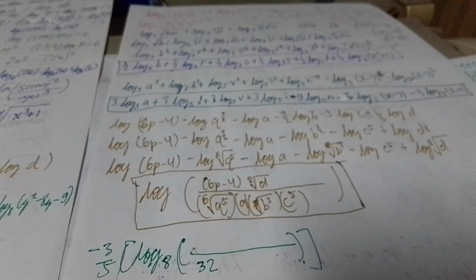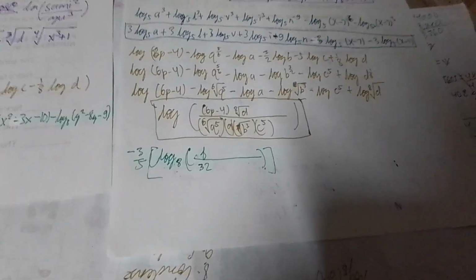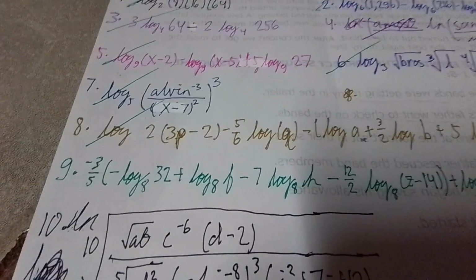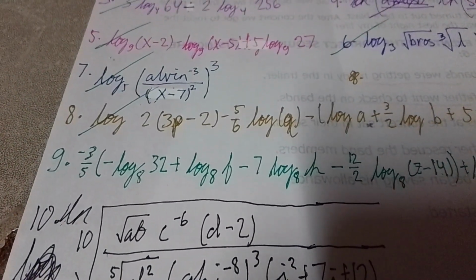And then, log base 8 of 32. And then log base 8 of f. F is upstairs. Log base 8 of h. Remember, we can distribute the exponent, right? I think it's better that we distribute first. Put everything upstairs first, so we won't have a hard time. Because this is already written in this manner, I think what's best for us is to just distribute.